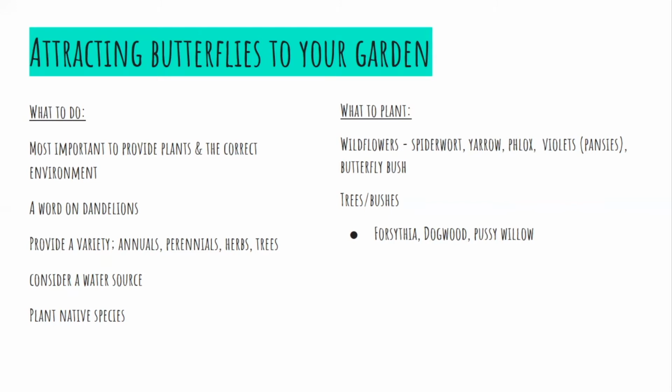You also want to consider a water source such as a bird bath or other outdoor water source for this living pollinator, and plant native species. So over to the right, you'll see some of the species of plants in this area that would attract butterflies to your garden, such as wildflowers, spiderwort, yarrow, phlox, violets, and the butterfly bush. You can plant forsythia, dogwood, or pussy willow for trees and bushes, and those will also attract butterflies.